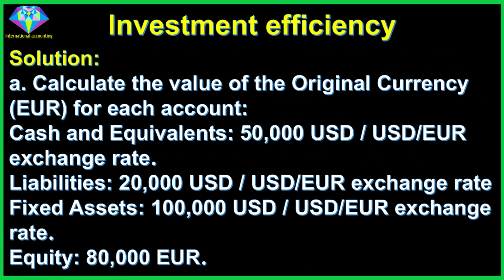Solution. A. Calculate the value of the original currency, EUR, for each account. Cash and equivalents, 50,000 United States dollars per USD over EUR exchange rate. Liabilities, 20,000 United States dollars per USD over EUR exchange rate. Fixed assets, 100,000 United States dollars per USD over EUR exchange rate. Equity, 80,000 euros.